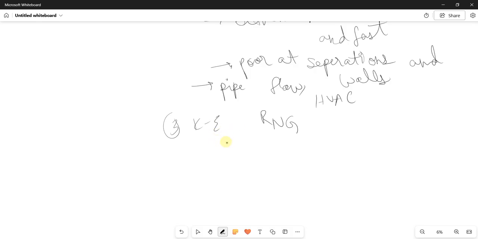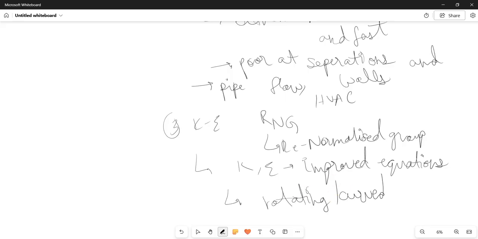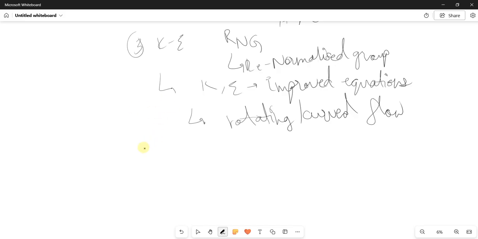RNG is renormalized group, right? This solves for K and epsilon, but with improved equations, so you converge faster. I mean, you get results faster, and this is mostly used for rotating or curved flow, right? Well, that's all you need to know about this. At separation, this does kind of moderate, but again, you don't use this for separations.